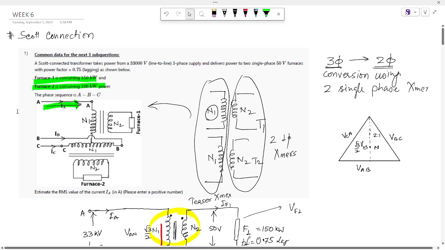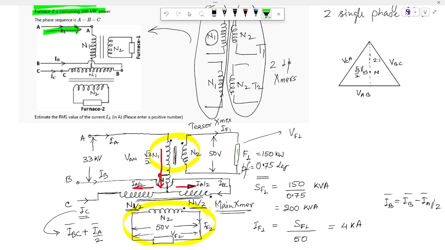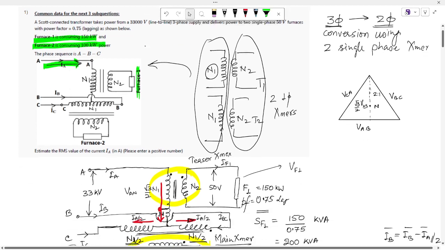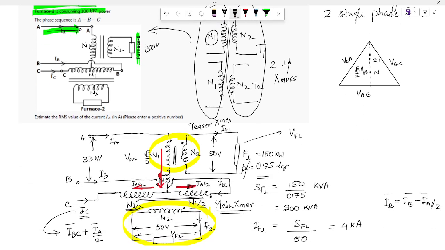What we need to do, we have already known the load connected to furnace 1. Load connected to furnace 1 is 150 kilowatt. Power factor is 0.75 lagging. So you can get the kVA by dividing by the power factor. So furnace 1 is consuming 200 kVA.